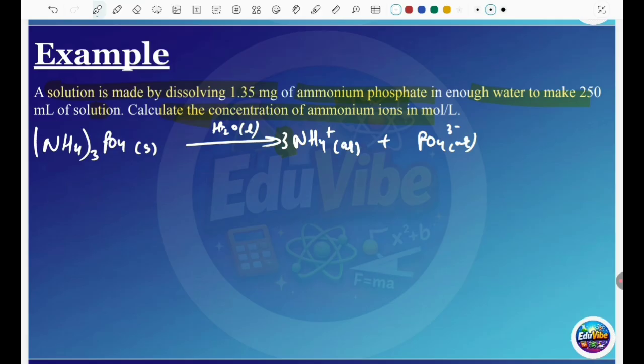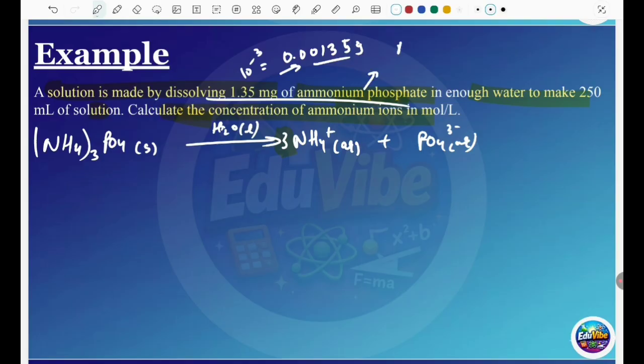And this is the balance equation. Now, we have a mass given, which is in megagrams. The megagrams means 10 raised to the minus 3, which is basically 0.00135 grams. So this kind of mass you have.